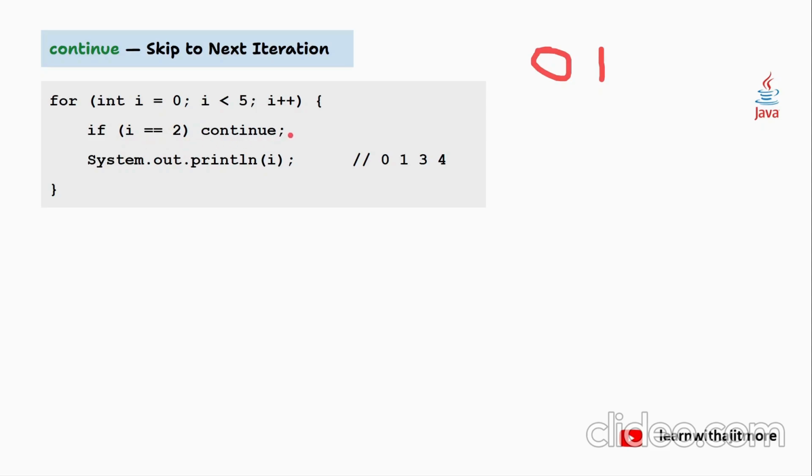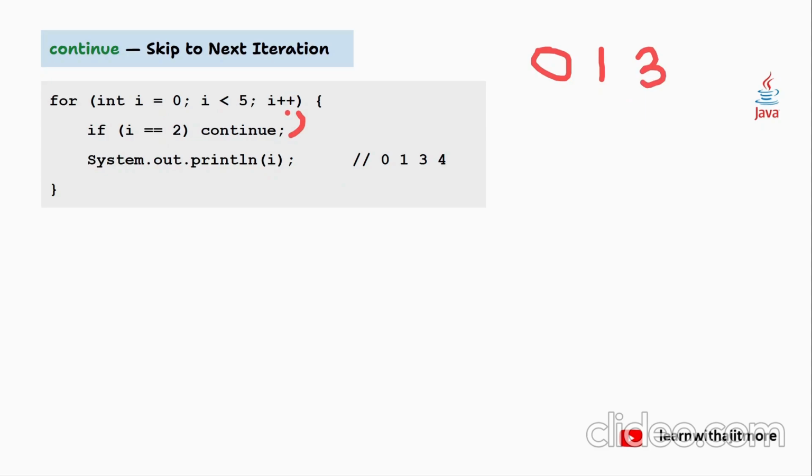Yes. Continue. Continue will directly come to I plus plus. Skip this. It will not print. Okay? It will not do any printing. Directly it will come to I plus plus. What will I become now? 3. Is 3 less than 5? Yes. Is it 2? No. Print it.